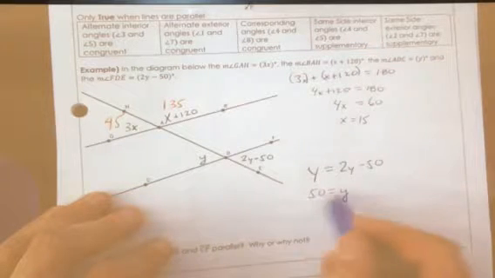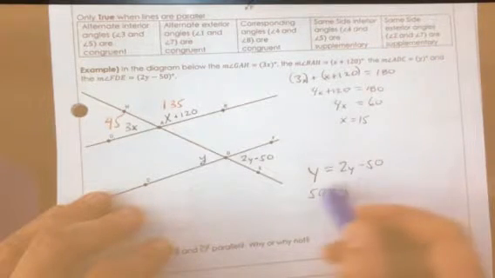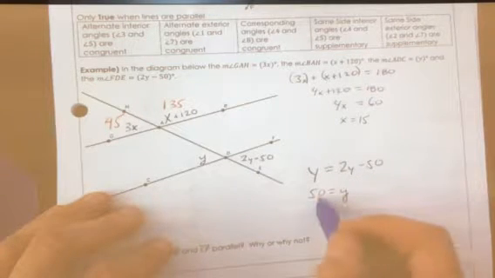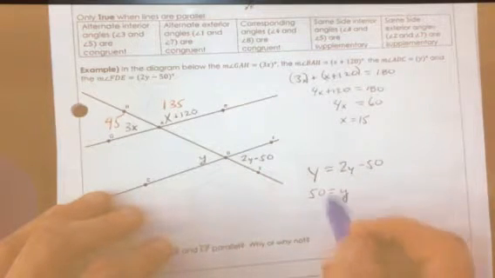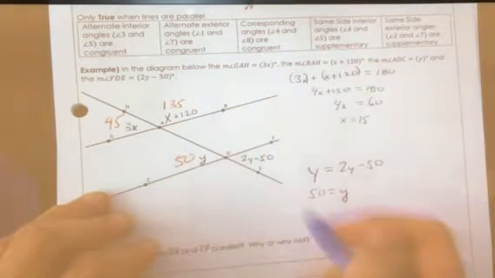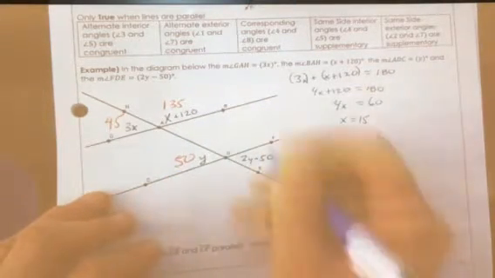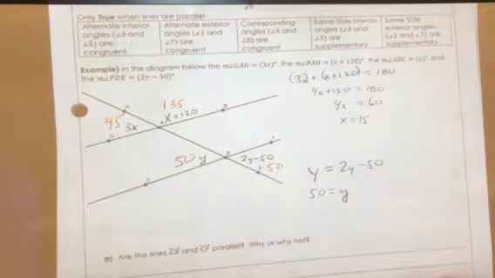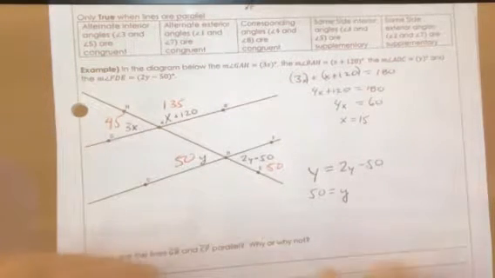If that was too fast for you, then just pause the video and do it your way. You should definitely find y equals 50. So if y equals 50, then that means that this angle is 50 and this angle is also 50. So now, are there any angle relationships that we recognize?